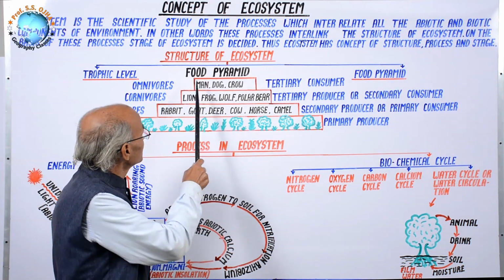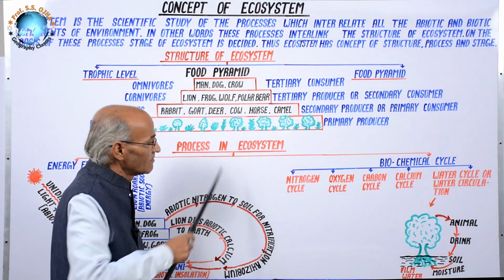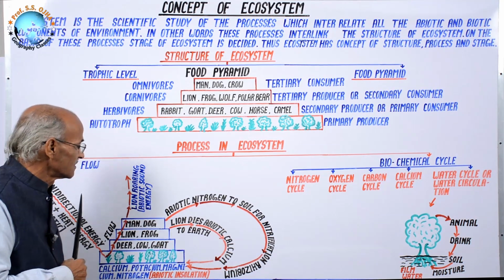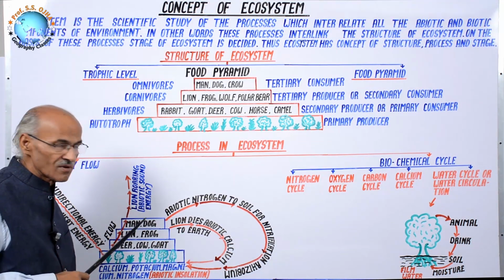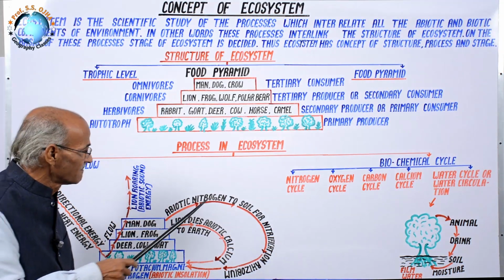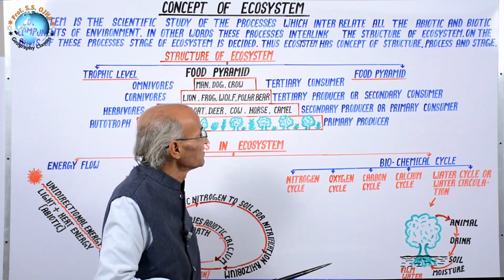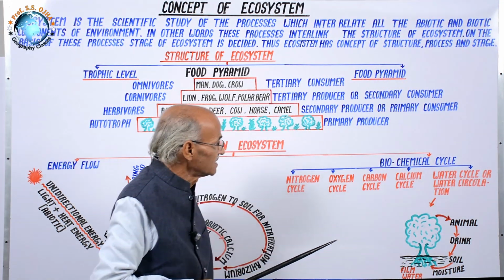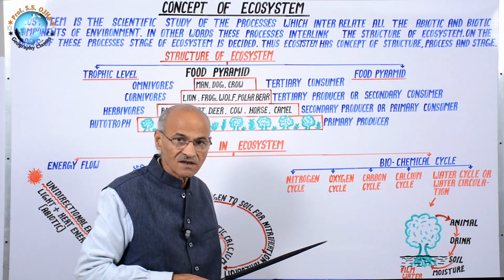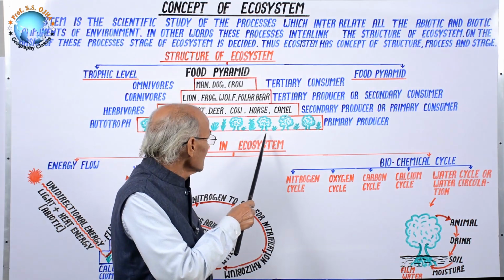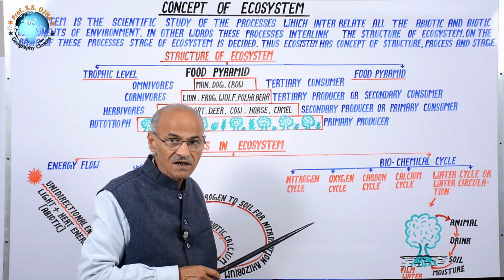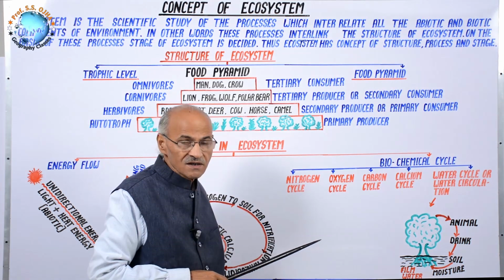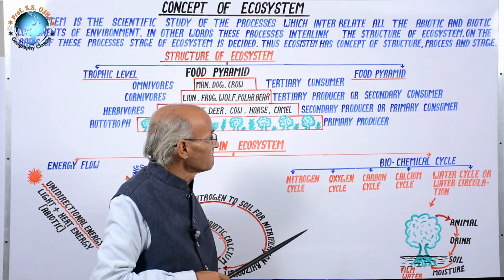We have studied the structure of ecosystem, how biotic and abiotic are interrelated. After that, we studied all the processes, meaning the energy flow connecting all the biotic and abiotic components of our environment. And the third aspect of the study of the concept of ecosystem is stage. Stage is very important, which is decided by the trophic level and the processes interlinking those. In stage, we can study the status of the biosphere or the biome.